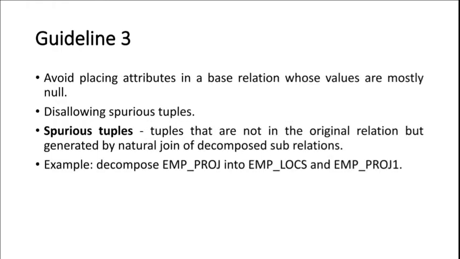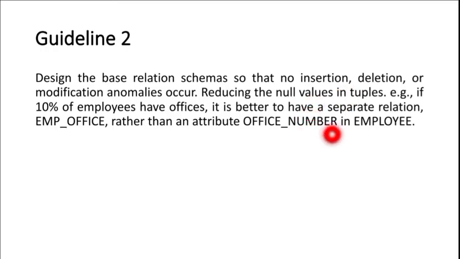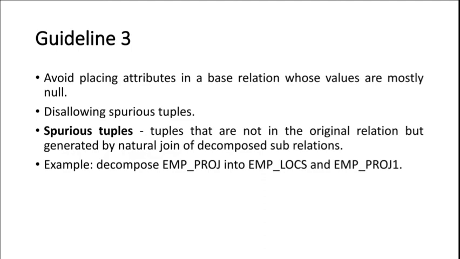Getting it? Next, guideline 3. What does it tell? Avoid placing attributes in base relation whose values are mostly null. I already told you, right? So you have to design a table in such a way that the attributes don't generate null values. Here I told you office number is generating more null values. You should avoid that. Also, along with that, disallowing spurious tuples.